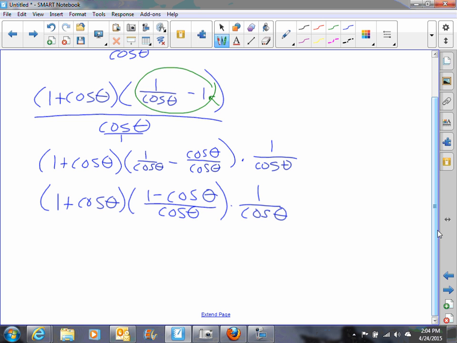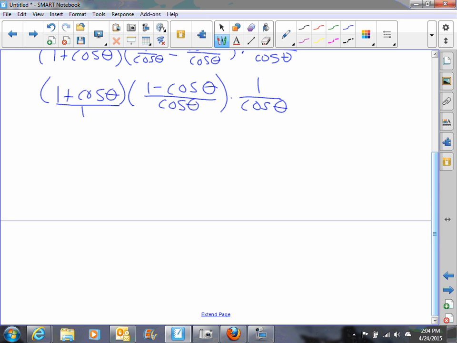Now, if we thought about this one, we could think of this as 1 plus cosine theta over 1. And so now we have three fractions that we're multiplying together. So we're going to be multiplying 1 plus cosine theta times 1 minus cosine theta times 1 for the numerator. And the denominator is going to become cosine theta times cosine theta.